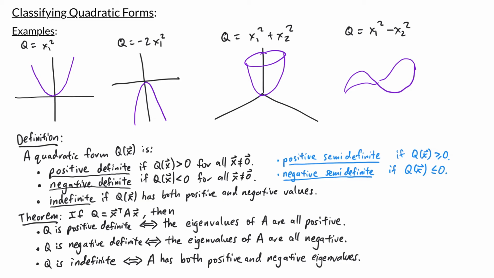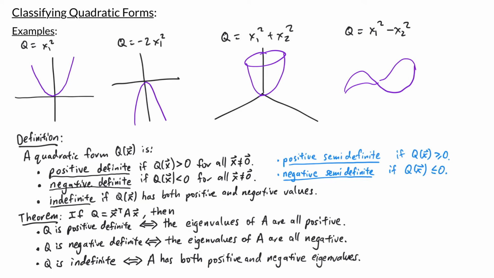Similarly, if all of the eigenvalues are negative, then the coefficients in front of y1 squared through yn squared are all going to be negative. So whenever you input something, you're going to get a negative output. And if you have both positive and negative eigenvalues, then it's possible to get positive and negative outputs.